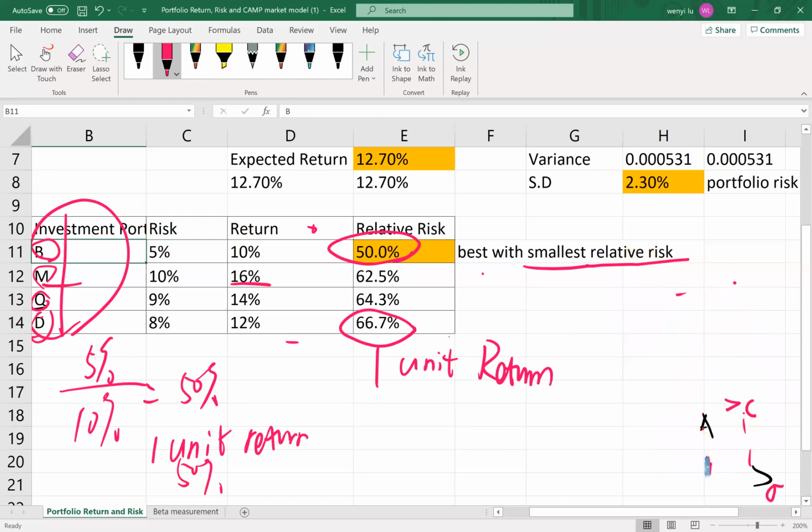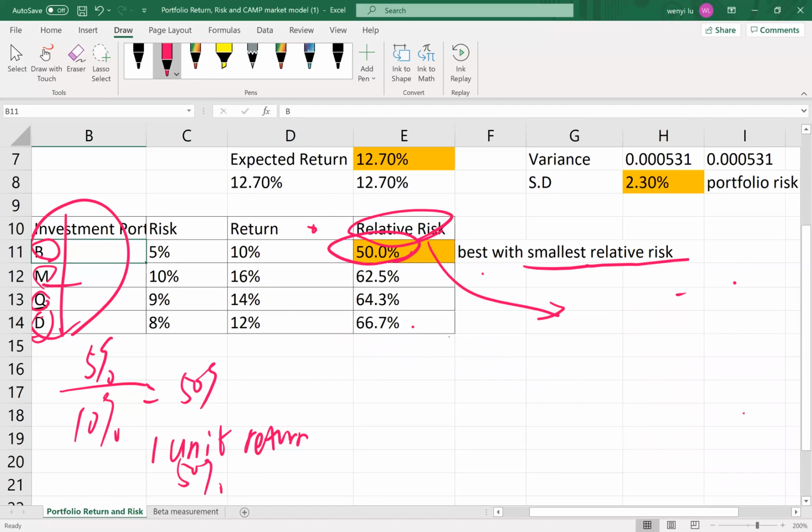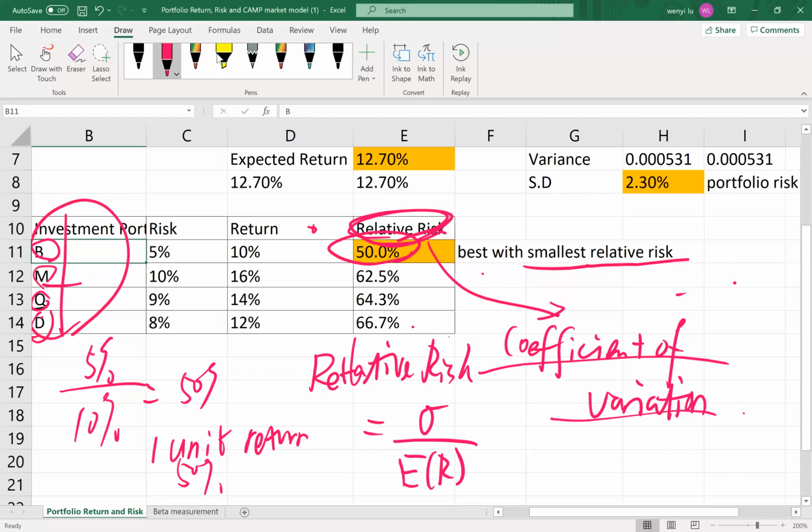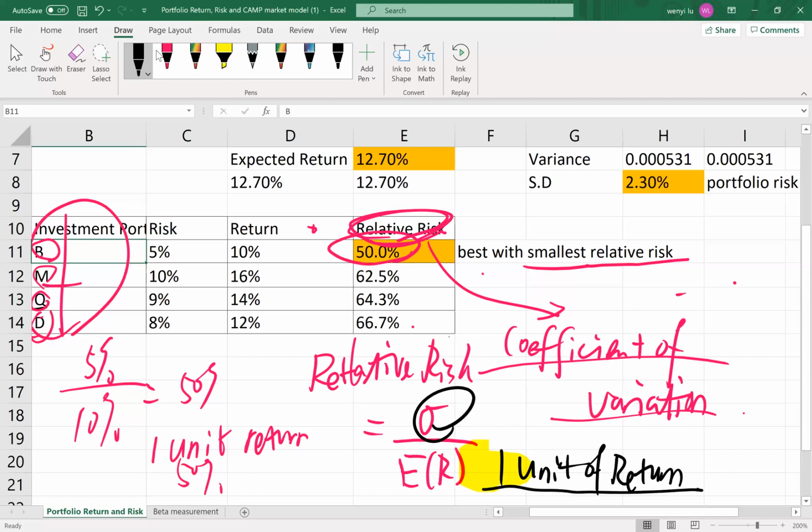So that's how we make a comparison among these four to choose the best investment. We call this relative risk, and we also have a special name for this measure called coefficient of variation. Coefficient of variation is a name in mathematics and econometrics. In finance, we call this relative risk. The formula is: relative risk is measured with sigma over expected return. It means for 1 unit of return, what's the risk you should take. So with the same return, which one gives you the lowest relative risk will be the best. That's B.